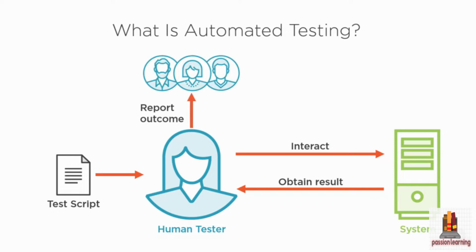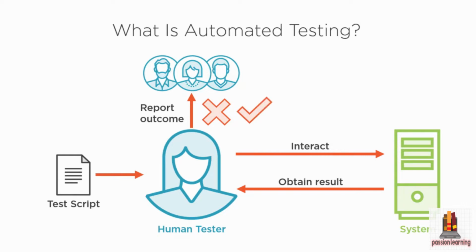Our tester can now report the outcomes to the rest of the project team. If the obtained results don't match up to what was expected in the test script, then we can say that the test has failed, but if the results that were obtained match those that were expected as outlined in the test script, then the test has passed.